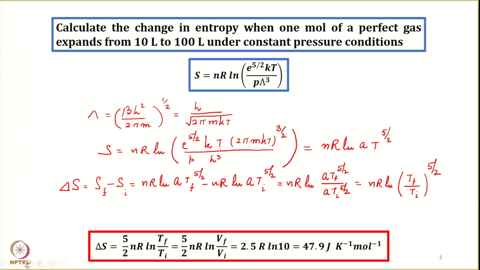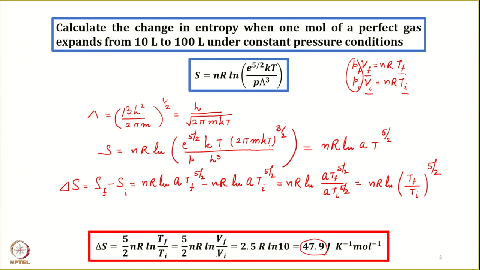Okay. So, now since Pf Vf is nR Tf, and Pi Vi is nR Ti, and if pressure is constant, then Tf by Ti is equal to Vf by Vi. So, I replace Tf by Ti, because pressure is constant, by Vf by Vi. So, 2.5 R log 10, which is 47.9 joules per Kelvin per mole.